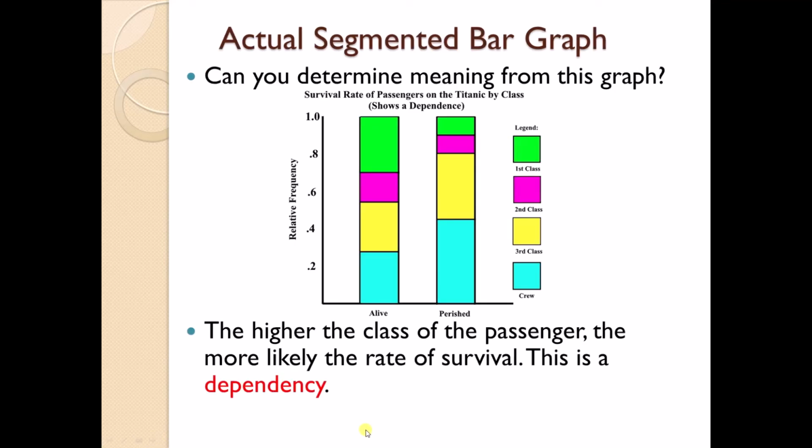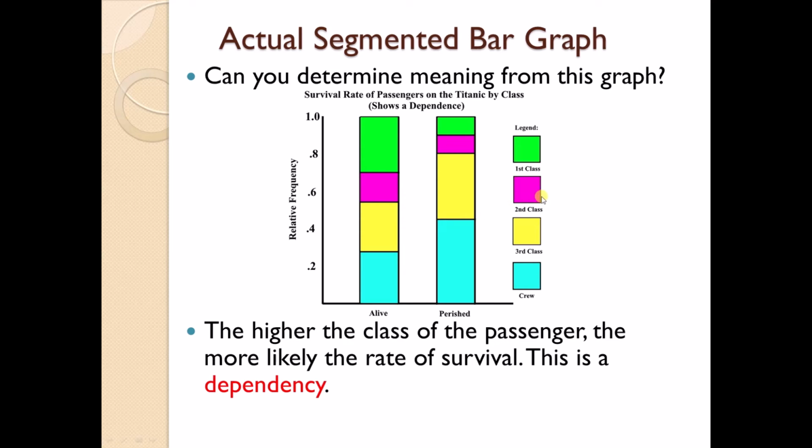Okay, so here is the segmented bar graph. In other words, I just took those two pie graphs and converted them into these comparative segmented bar graphs. And here's your crew. Remember, more of them perished than lived, or a bigger proportion. And for third class, same thing, a higher proportion perished than lived.